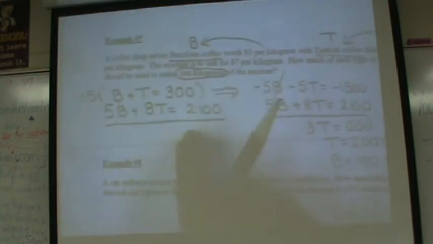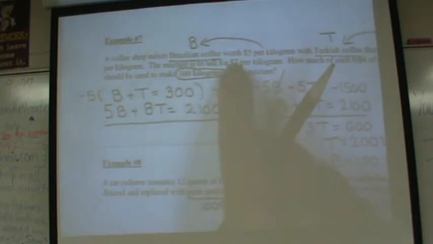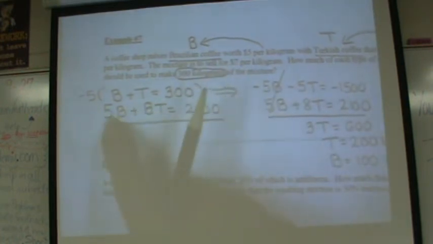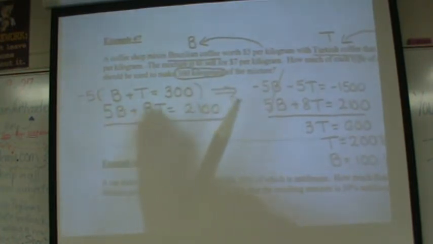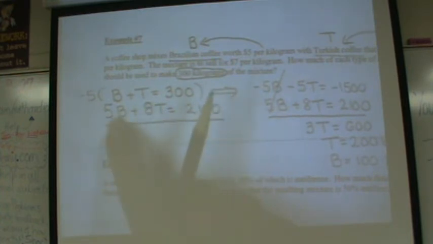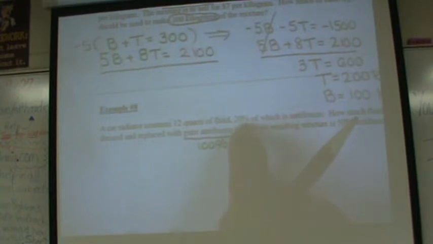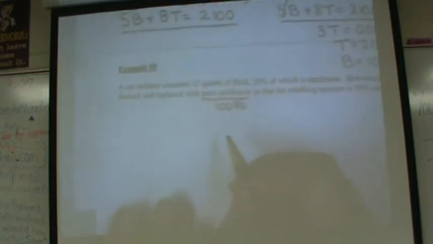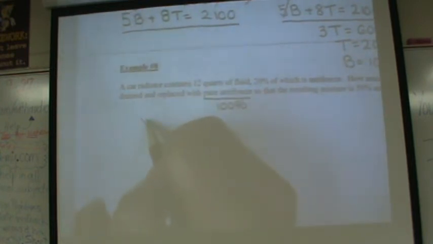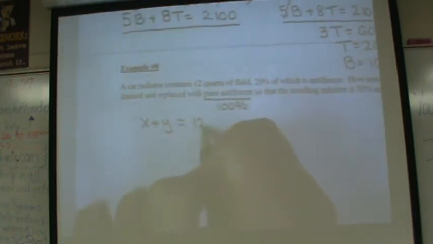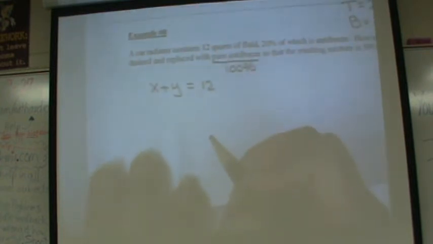Just like we want our new mixture to cost $7. These are what the value of each of the solutions are, 5 and 8. But instead of a number, we have a percentage. We have to convert these to decimals. So our first equation is going to be x plus y equals 12. That's one equation.